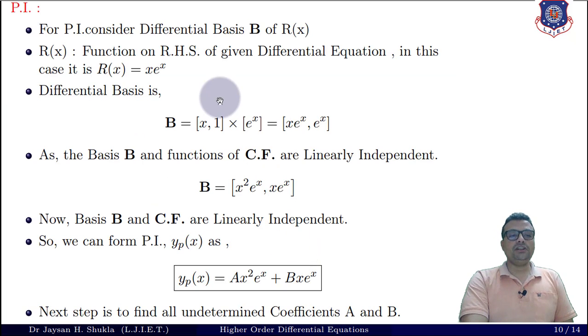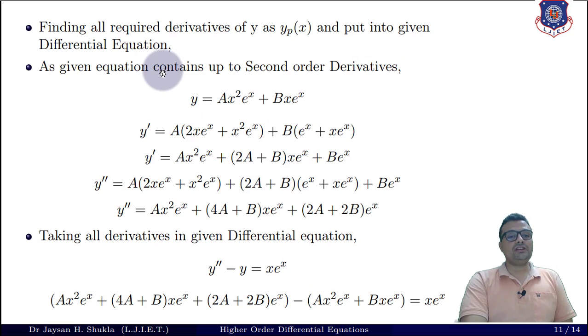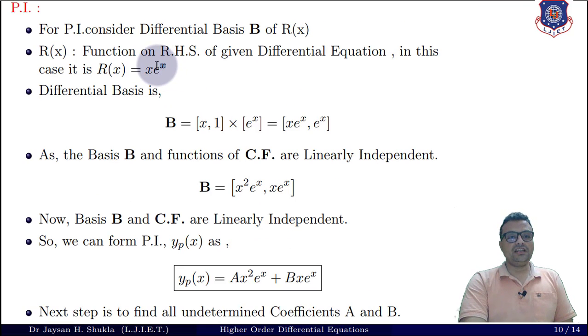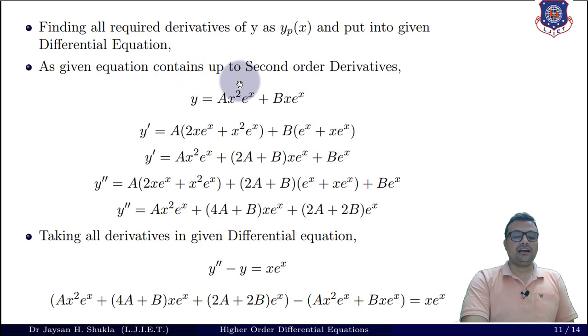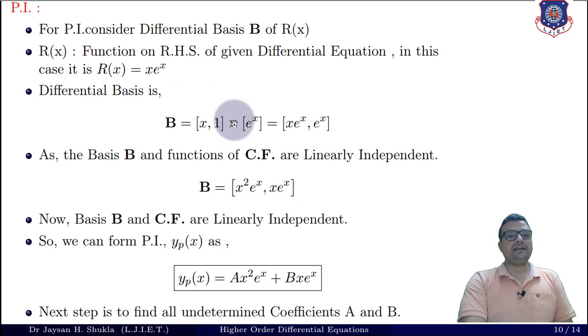So accordingly the complementary function is c1 e raised to x plus c2 e raised to minus x. Now coming to the basis. Here the function on the right hand side is x e raised to x. So focusing first of all on this x, the differential basis for x is x and 1. The differential basis for e raised to x is e raised to x, and as they are in multiplication, I am taking the Cartesian product of these two sets. That gives me x e raised to x, comma e raised to x.